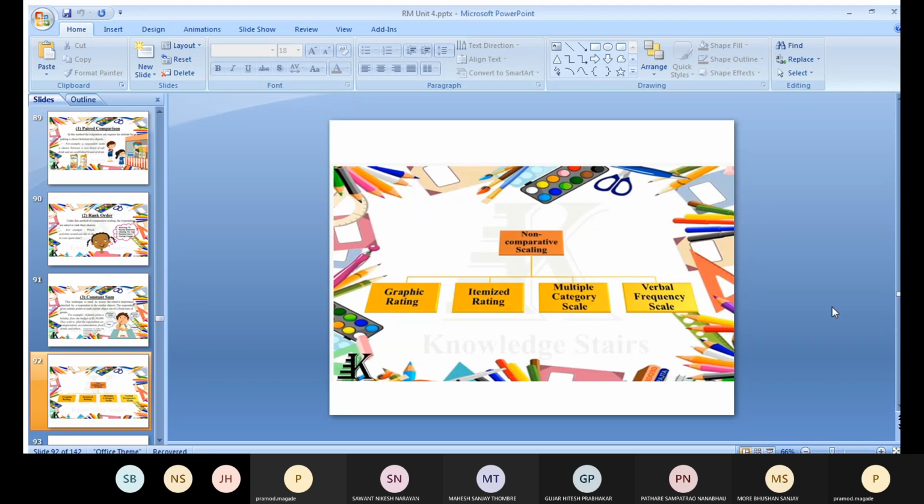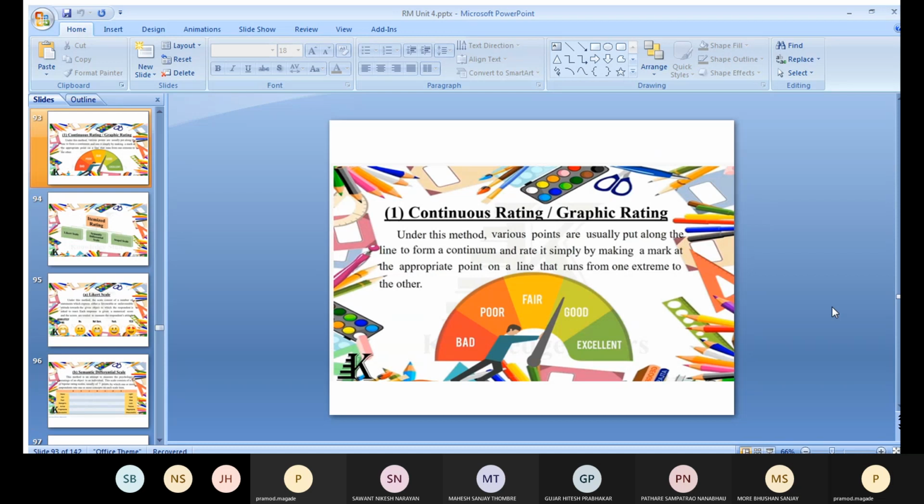Then verbal frequency scale. Verbal frequency, again, there is a range from plus 5 to minus 5, and how we can use it in our regular daily life, that we are going to check. The first one is a graphic or continuous rating. I think we have written this. This kind of rating indicates the performance.